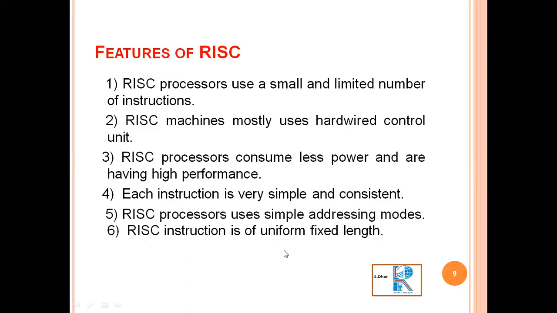That means if it is a 10-bit machine, the length of the RISC instruction will be 10. It will not change. But in case of CISC, the length of the instruction may change. Suppose some instructions are 10-bit and some are 12-bit. So it is very difficult to decode. You know that it is very difficult to decode if you use instructions of different lengths. Though CISC has many advantages.